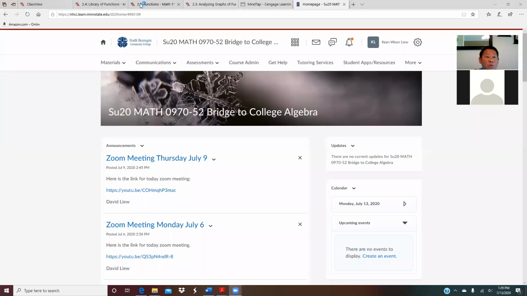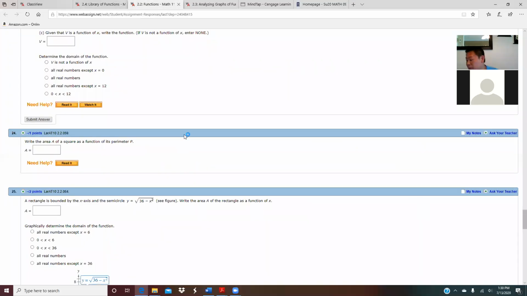And I'm going to start sharing the screen here. So we will talk about 2.2 first, and then we'll move on to 2.3, and then if you have more questions, we'll do a quick test on 2.4. That's what we're going to talk about today.